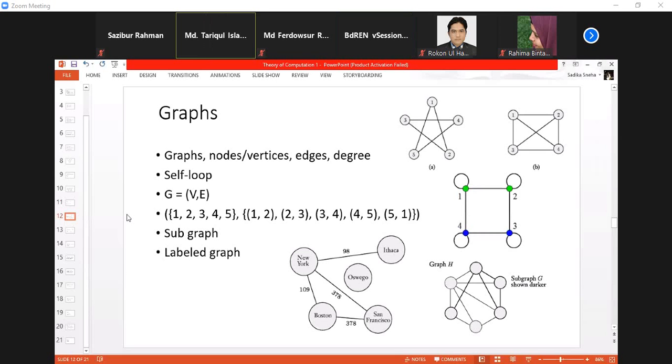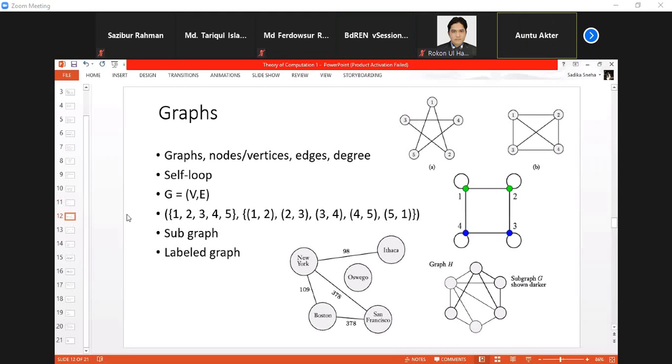When we have learned set, we have seen. So do you remember what is subset? Can anyone tell me? Say A and B are two sets. How can A be a subset of B? How will it be possible?